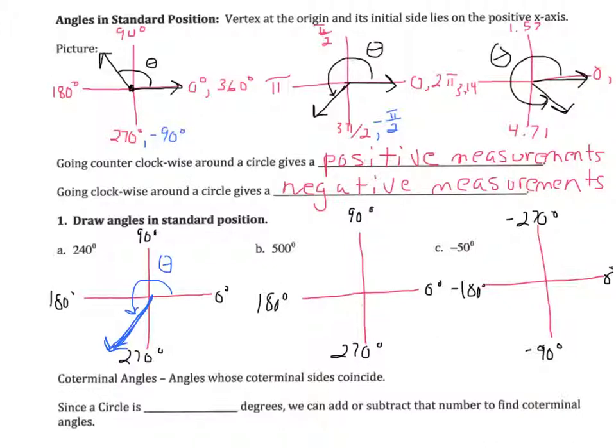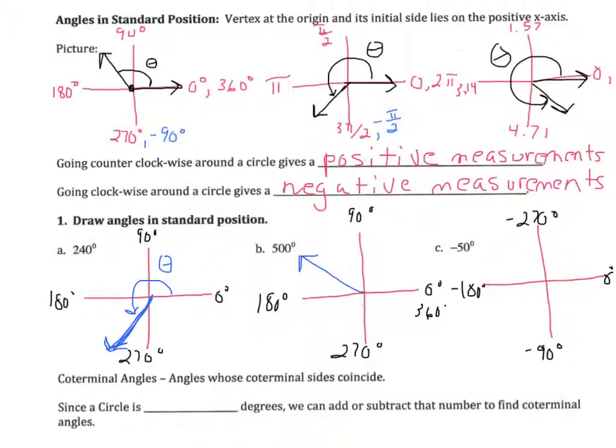So for 500, if we start at 0 and go all the way around, we're already at 360. So for 500 degrees, we need to keep going another 140 degrees. So if we go another 140 degrees, we'll be 50 degrees past 90. So a little bit more than halfway. So this would be a 500 degree angle. And you can just leave your angle looking like that. You don't have to draw the theta.